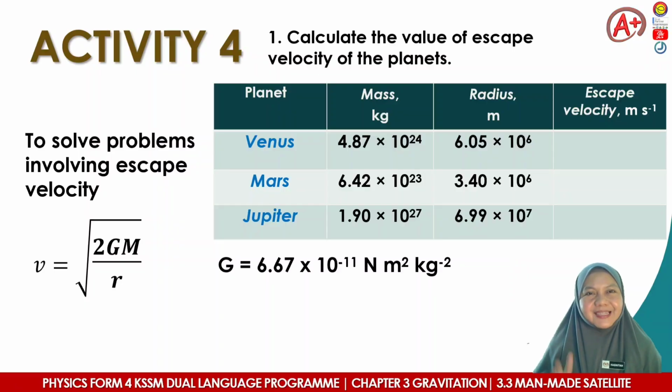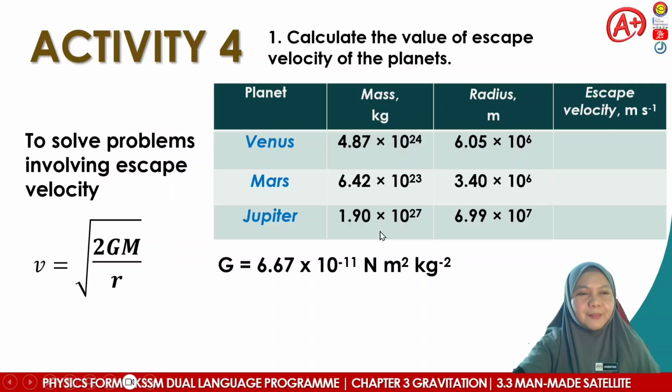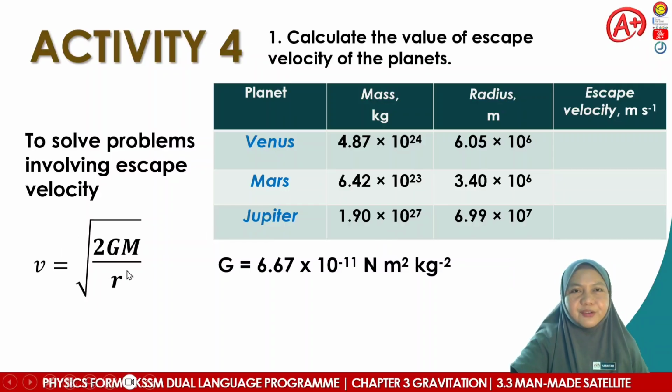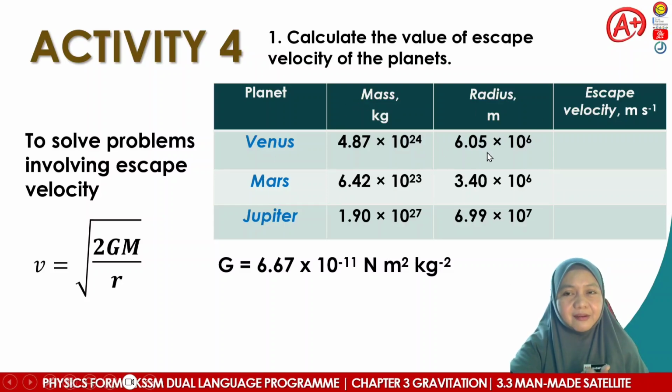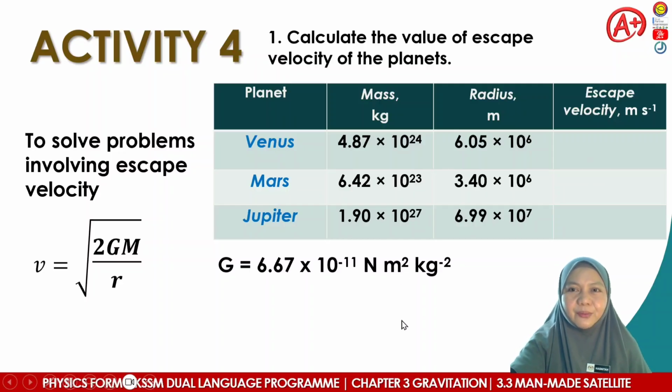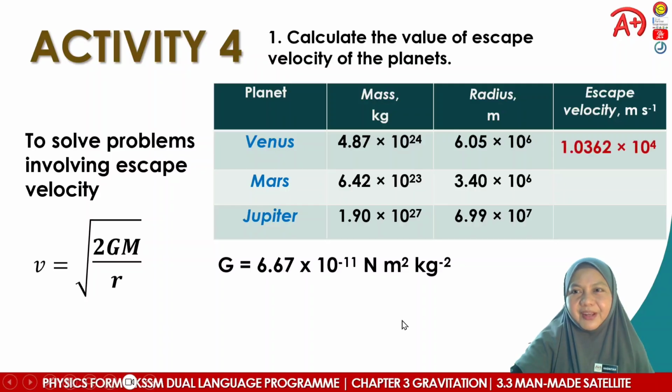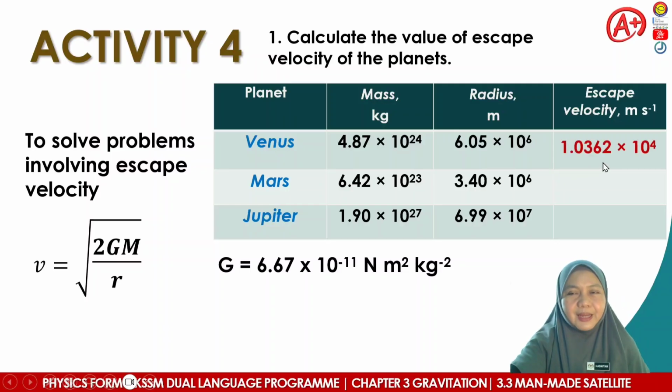Interesting, right? Now let us try this fourth activity on practicing calculating the escape velocity of a planet. Let us practice this together. I hope you can take your calculator and apply this equation, v equal to the square root of 2GM divided by R. Find the escape velocity for Venus, Mars, and Jupiter. From the information given here, they give you the mass and the radius, so you can find the escape velocity easily. So what is it for Venus? Very good. It is 1.0362 times 10 to the power of 4 meters per second. Then Mars.